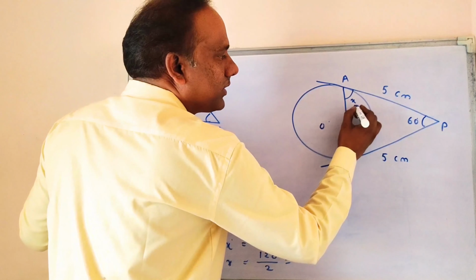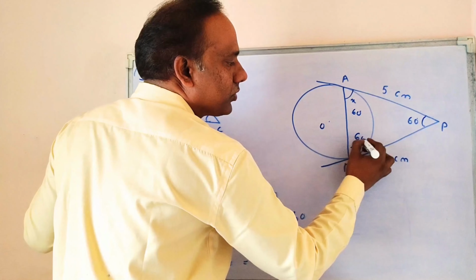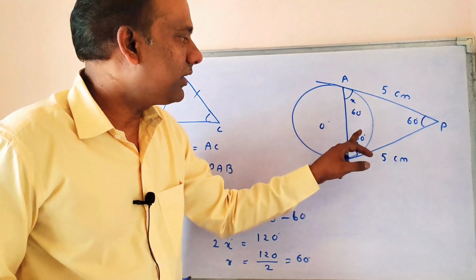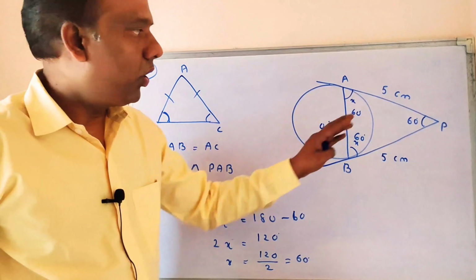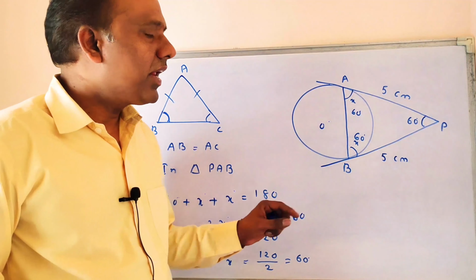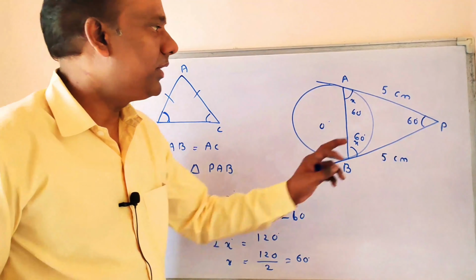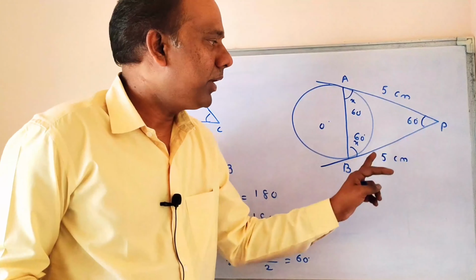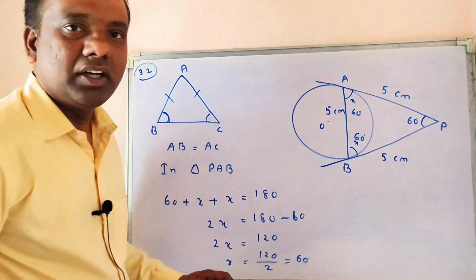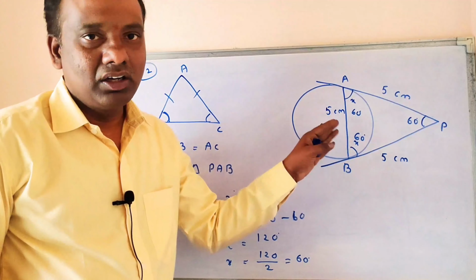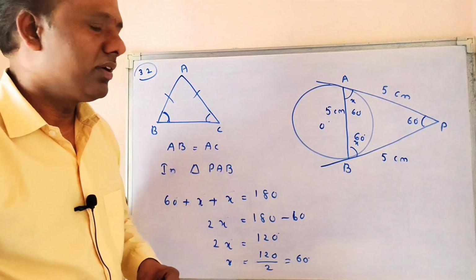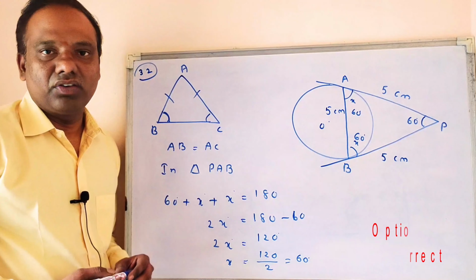That means this is 60 degrees, and this is also 60 degrees. So here 60 degrees, 60 degrees and 60 degrees. In the triangle all the angles are equal, which means it is an equilateral triangle. Equilateral triangle means all the sides are equal. That means PA is 5 centimeters and PB is 5 centimeters, so AB is also 5 centimeters. The question asks for the length of AB, so the length of AB is equal to 5 centimeters. So option C is the correct answer.